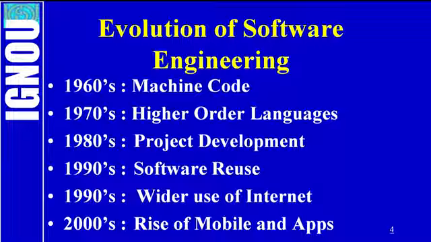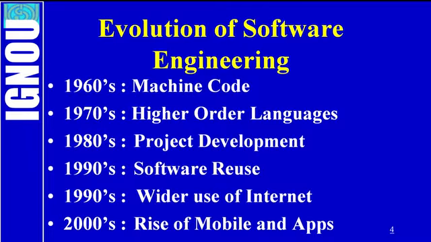Then in 1980s, project development had started. In 1990s, it became about reusing the software that was developed. So it means that, for example, to sort a list of numbers, I developed a program. That program can be reused in the software wherever there is a requirement for sorting. So software reuse had commenced in 1990s. Then also in 1990s, wider use of internet started.